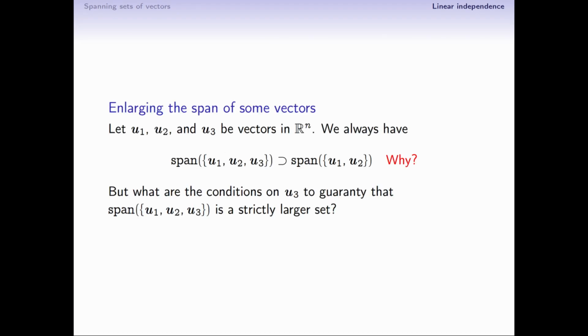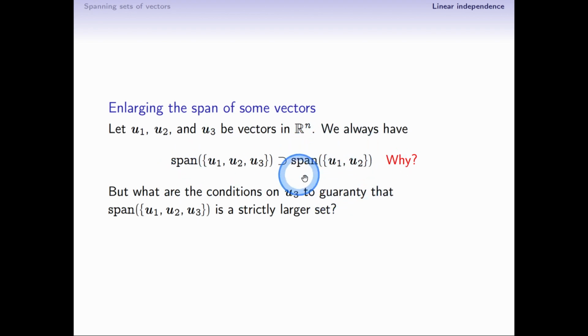Let u1, u2, and u3 be vectors in n-dimensional space. Now we always have that the span of the three vectors u1, u2, and u3 contains the span of the two vectors u1 and u2. So why is that true? Well, let's think about why this must be true.